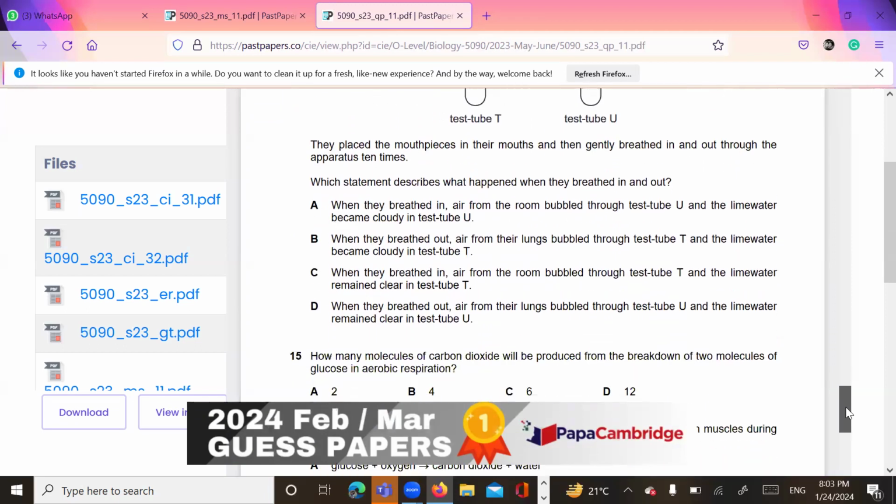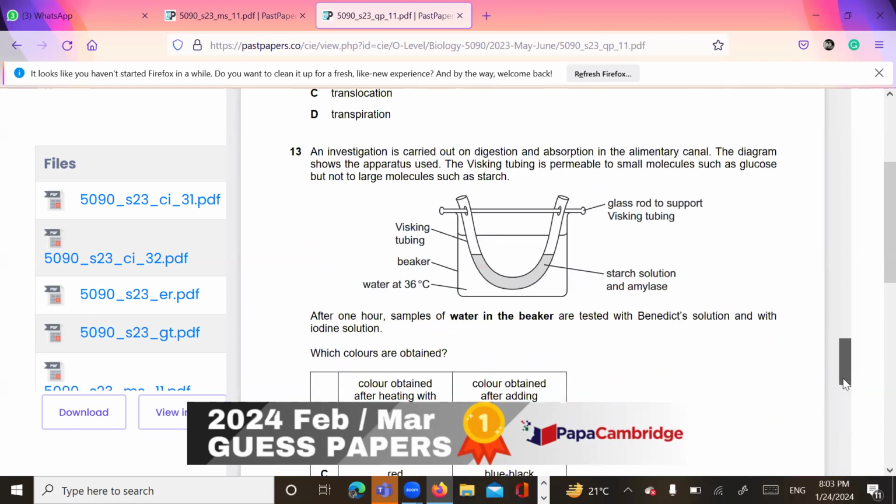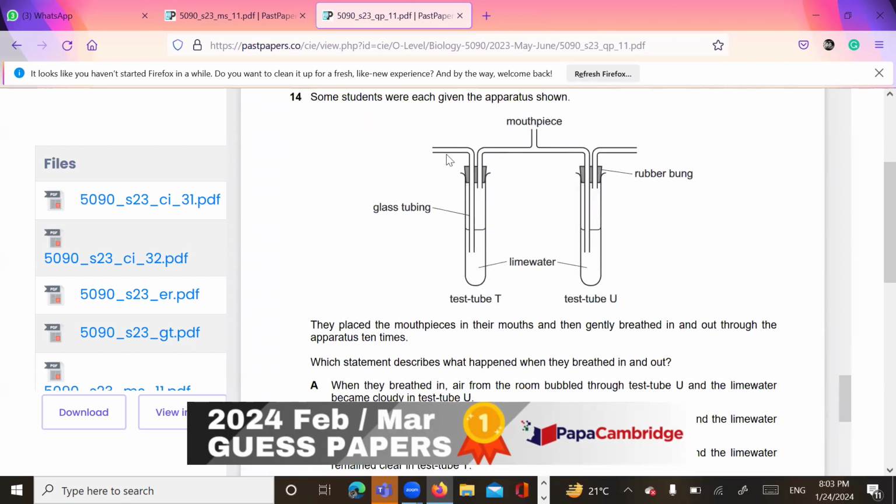Okay. So when the beetle in the room bubbled, let me explain what's happening. When they're breathing in, air is taken from test tube T and is given out in test tube 2. When it is given out, the lime water would turn milky because carbon dioxide is released. So I would go for 14A. No, not 14A, sorry.